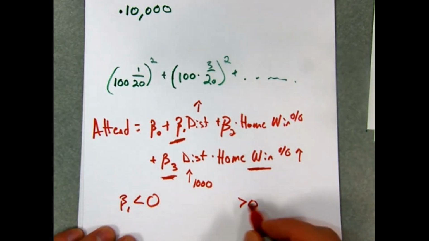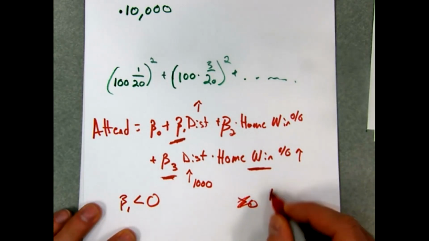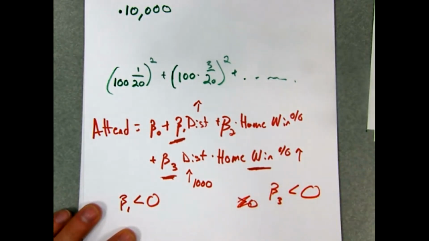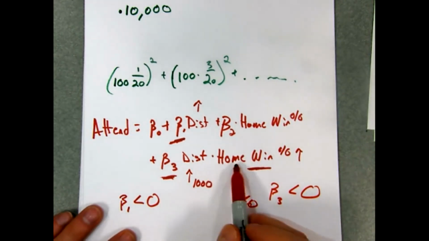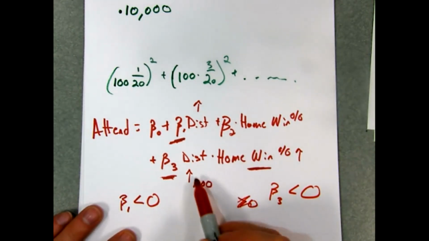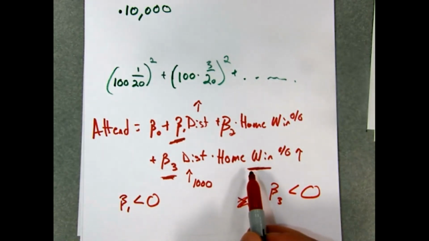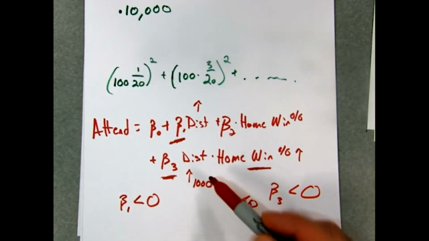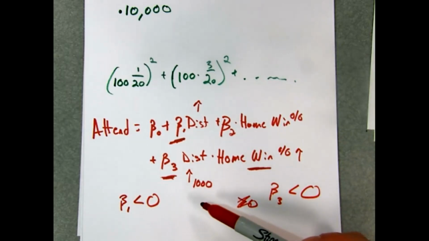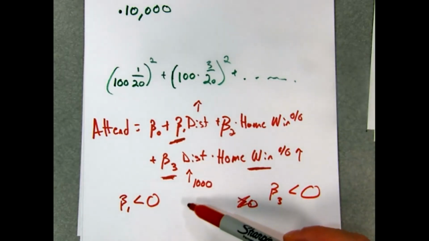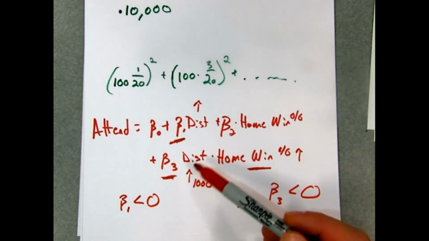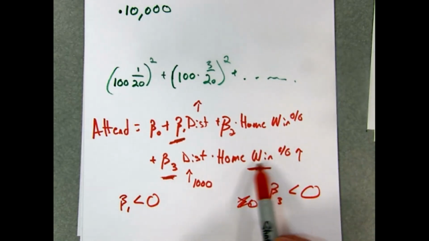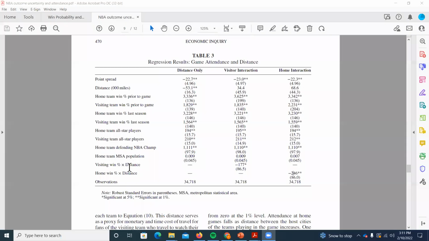So because we end up seeing beta 3 be less than 0 here, that's telling us that the additional effect of moving another 1,000 miles away from the home team is going to have a larger negative impact when that home team is a higher quality team, when they have a higher win percentage. Okay. So that's how we can start to interpret these interaction effects.